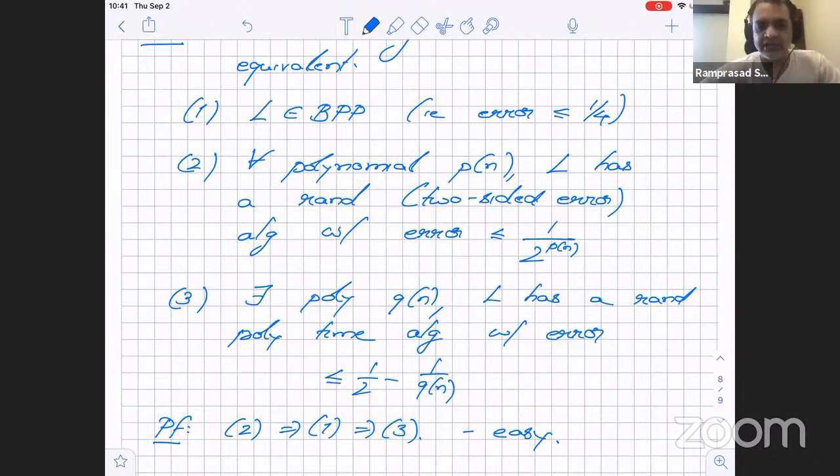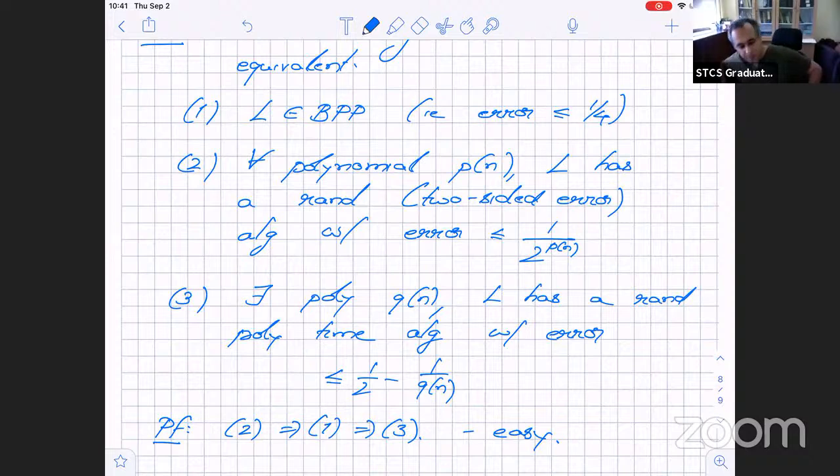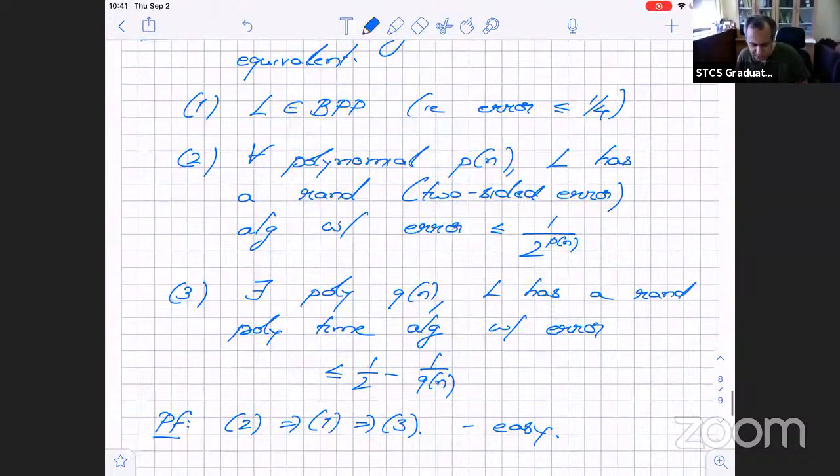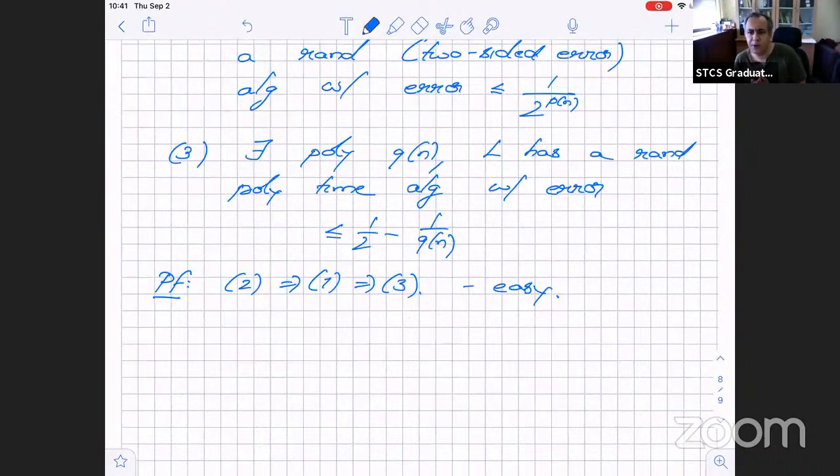And 3 is more like someone gave you an algorithm which barely does better than random guessing. Given such an algorithm, you can modify it to get the guarantee in 2. You might say that half minus 1 over Q of n is just way too much error, I can't tolerate that, I want error 1/2 to the P of n. There's a procedure to do that. The idea, as Amik mentioned for RP error reduction, is to run the algorithm several times over and take the majority value.